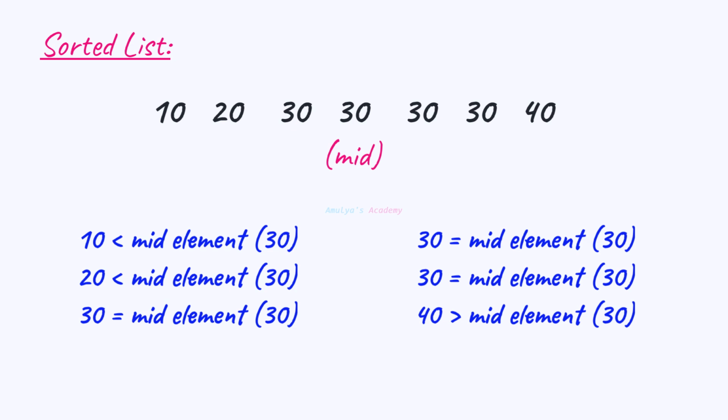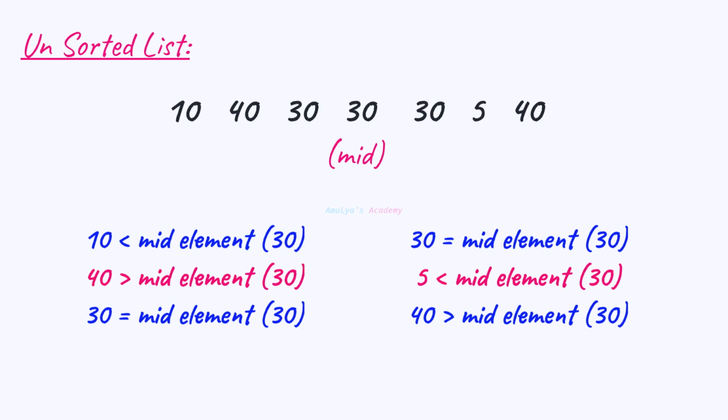Binary search works only on sorted lists because the order tells us which side to search. If the list is unsorted, the middle element gives no clue and we can't decide which half to ignore. For example, here you can see numbers. Here numbers are not arranged in a particular order. So that's why we can't apply the binary search algorithm.